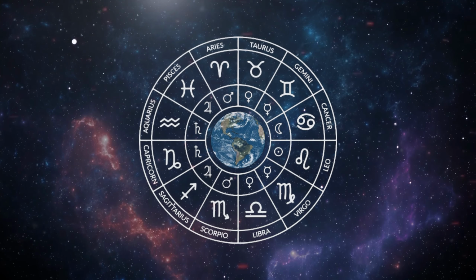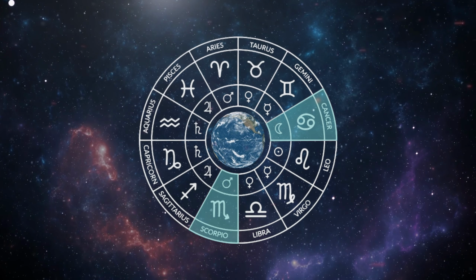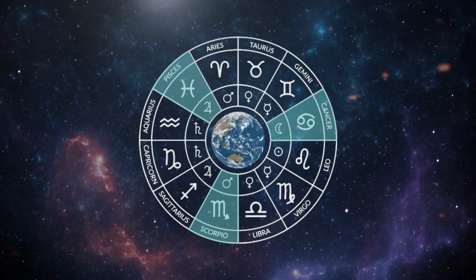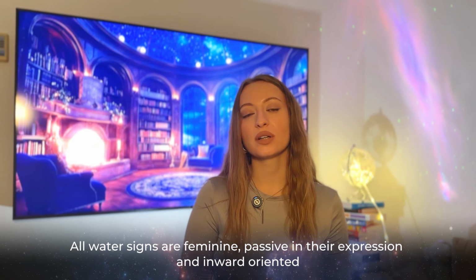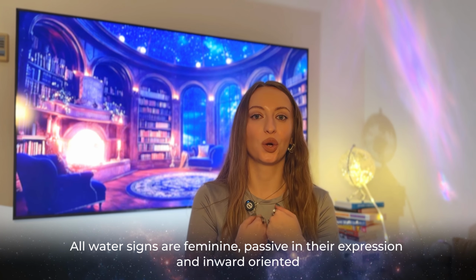Last but not least, we will look at the water element signs. These are Cancer, Scorpio, and Pisces, or the 4th, 8th, and 12th signs of the zodiac. What all water signs have in common is their connection to the realm of feelings, emotions, and intuition, each in their own way, as we will see in a minute. All water signs are feminine, passive in their expression, and inward-oriented.